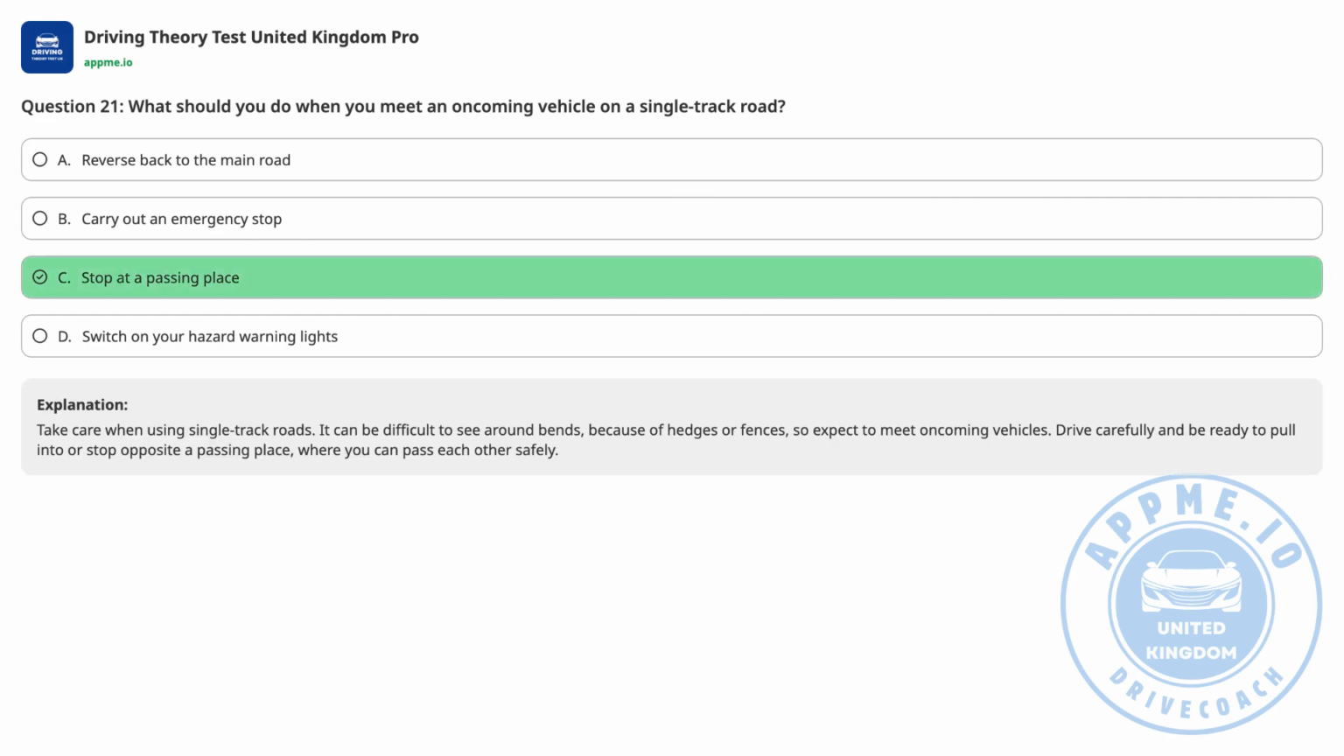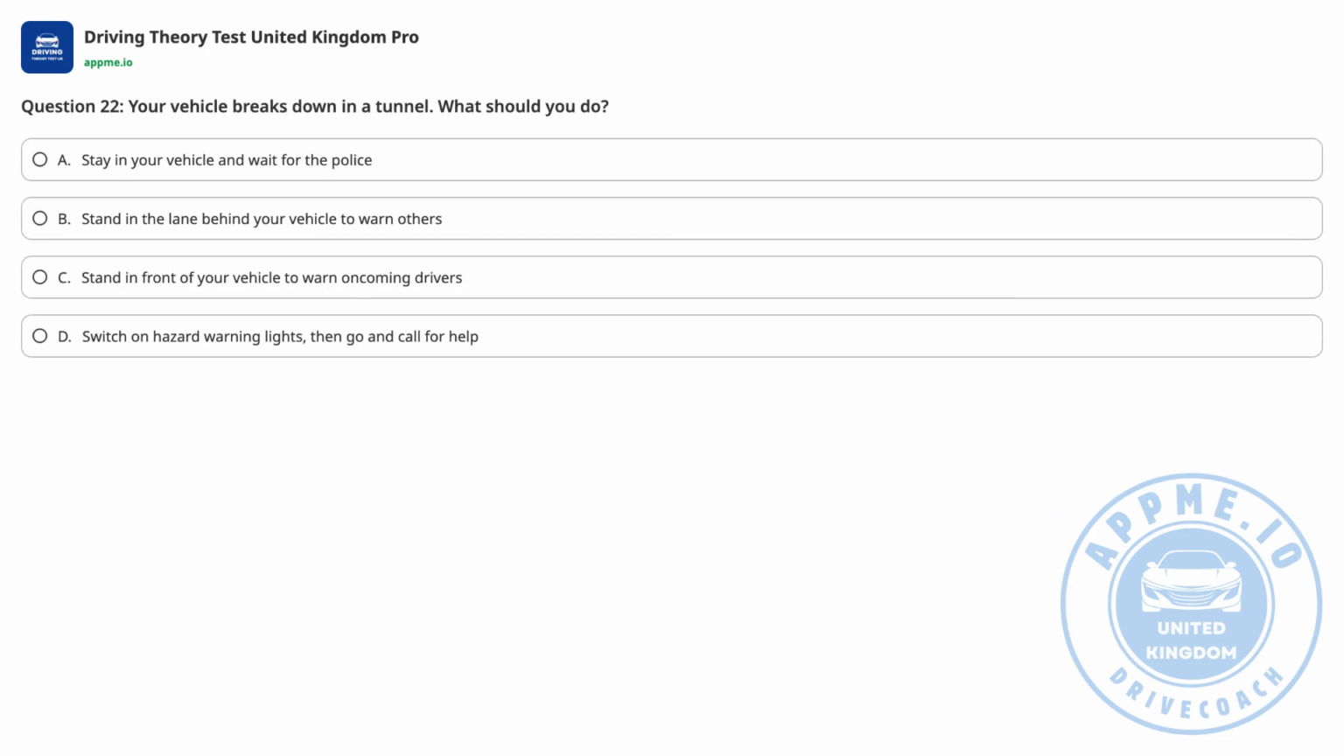The correct answer is C. Question 22. Your vehicle breaks down in a tunnel. What should you do? A. Stay in your vehicle and wait for the police. B. Stand in the lane behind your vehicle to warn others. C. Stand in front of your vehicle to warn oncoming drivers. D. Switch on hazard warning lights. Then go and call for help.